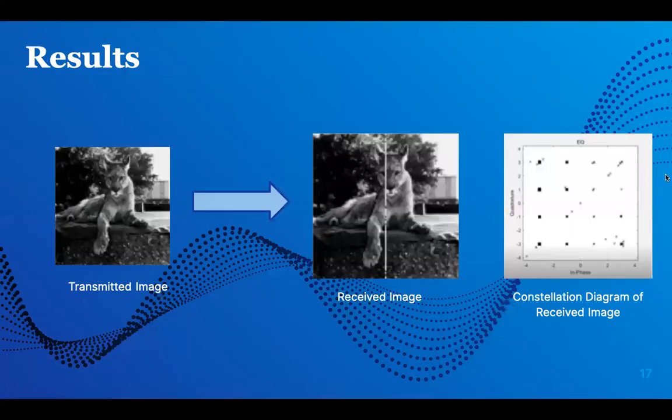And the results were pretty astounding. We were able to communicate a picture of a cougar for U of H, and the transmitted image is very clear, and the received image is actually pretty clear for magnetic induction, being in a very experimental phase. The image is actually pretty clear.